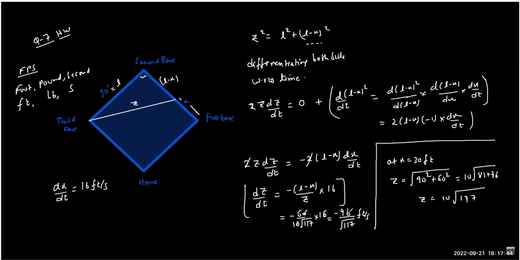So what was the question? The rate of change, no? Okay, there are multiple questions. Okay, again. The D part. Yeah, that's the answer. Minus 96 by root 117 is the right answer.